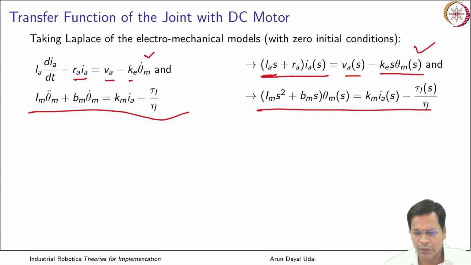Then taking Laplace of this will give me this. It is theta double dot, so it should give me Im s square, and theta m(s) will come out from both of these. Similarly, from the right hand side you have constants which are there.